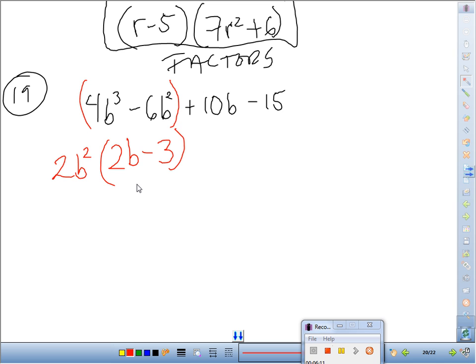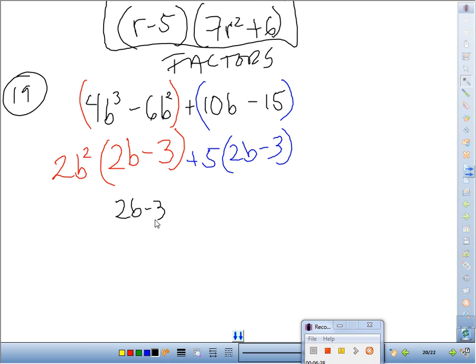Are we there so far? Okay. Next, bring down the plus, group these 2. What's our GCF here? 5, and we're left with 2b minus 3. So my factors are 2b minus 3 and 2b squared plus 5.